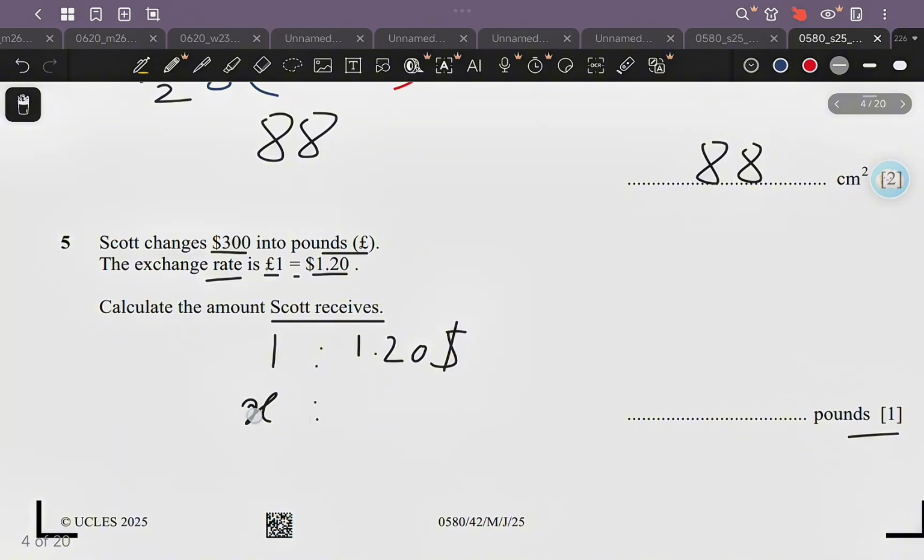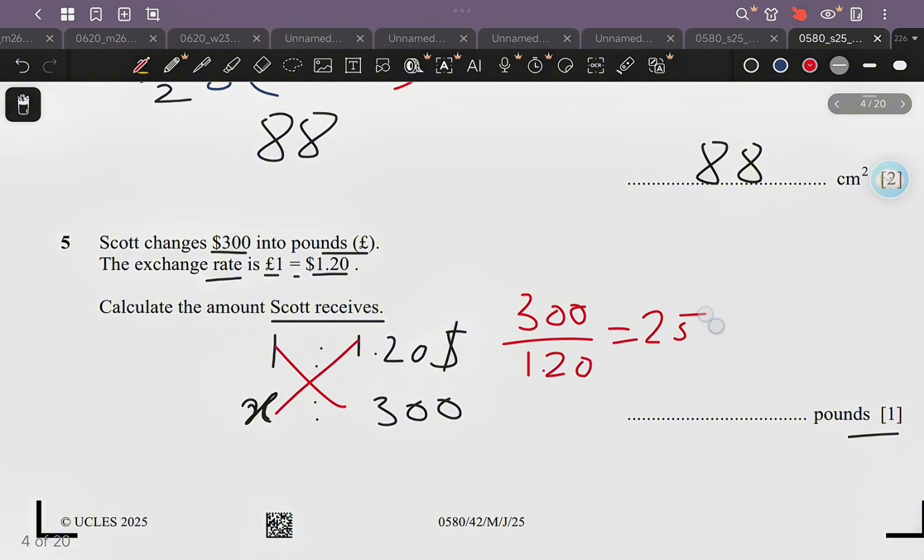So how many pounds will be $300? So we will cross multiply. 300 multiplied by 1, then divided by 1.20. So we can simply do 300 divided by 1.20. That will be 250 pounds.